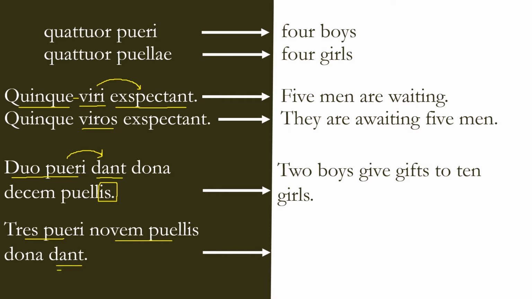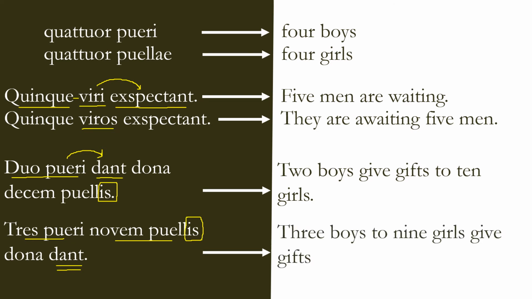Well, here's our verb, dant. Some group is giving. Is it the 3 boys or the 9 girls? Well, this one is dative, so they can't be giving. 3 boys give 9 girls gifts. Okay, or 3 boys, to 9 girls give gifts.